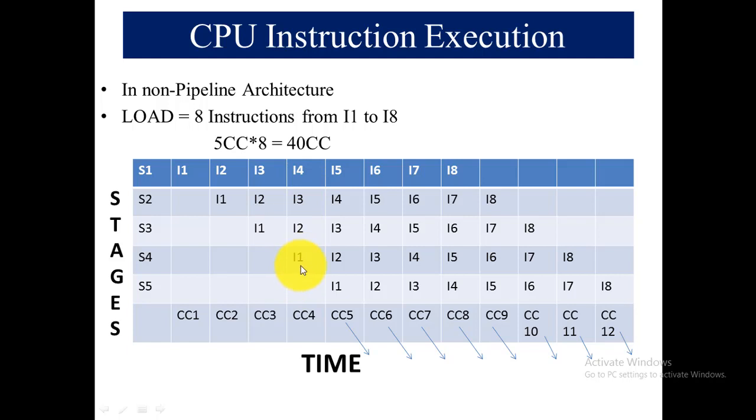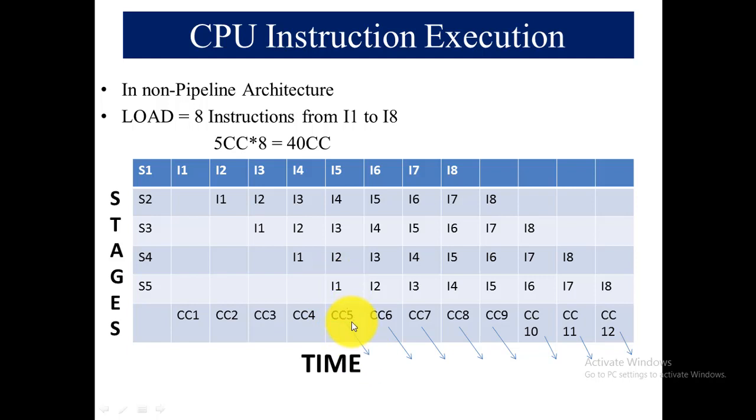After that, when instruction 1 completes stage 4, it will move to stage 5 at the fifth clock cycle. So when it moves to stage 5, instruction 2 will complete its stage 3 and move to stage 4, instruction 3 will move to stage 3, and instruction 4 will move to stage 2. So at that time stage 1 is again free, so we will start executing instruction 5. Okay, after the fifth clock cycle, instruction 1 is completed. So it will come out.